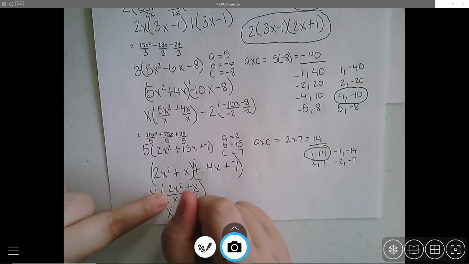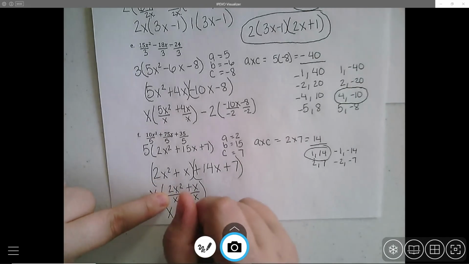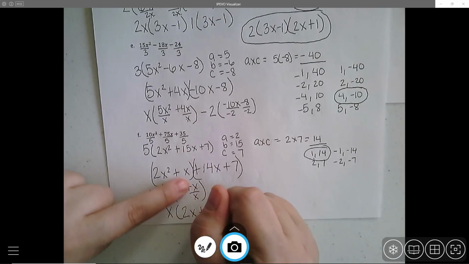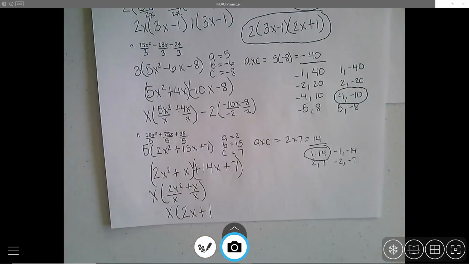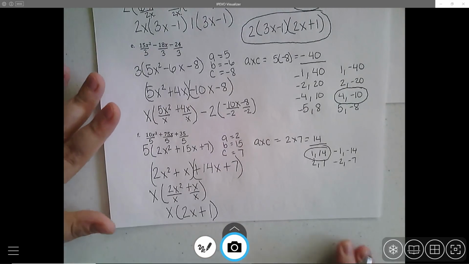Okay, 2 divided by 1 is 2. I had 2 x's. I took away an x, so I'm left with 1. Plus x divided by, or 1 divided by 1 is 1. There's no numbers, but there's 1s there. X divided by x would be none because I had 1 and I took away 1.